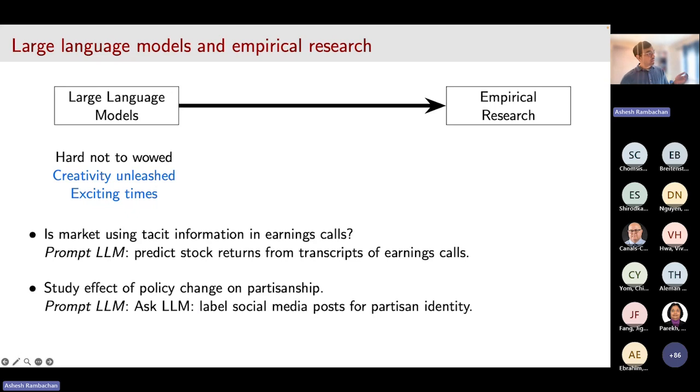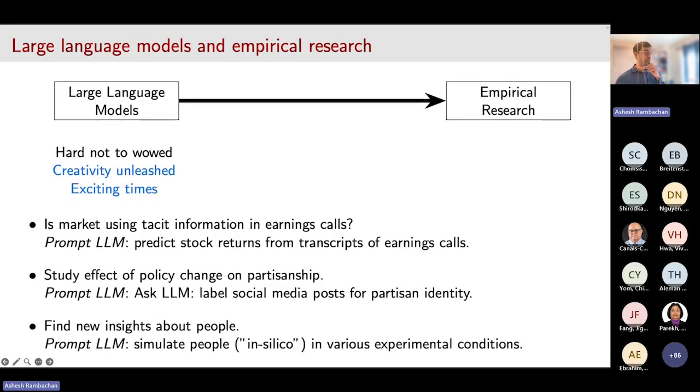Outside of asset pricing or finance, we might be interested in studying the effects of some policy change on political partisanship, such as local closures around COVID. Again, now we could collect a data set of social media posts, prompt a large language model to label these posts for partisan valence or identity, and then plug those structured regressors into some downstream causal inference framework that we would usually apply.